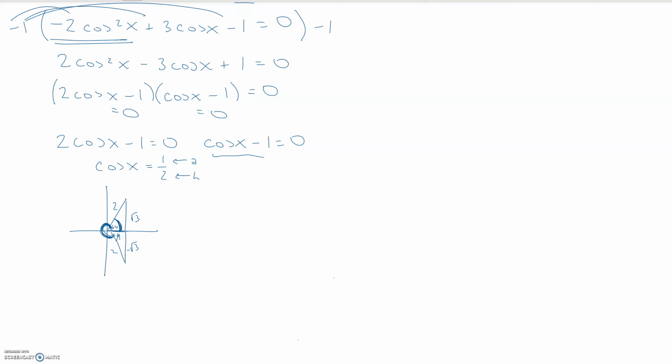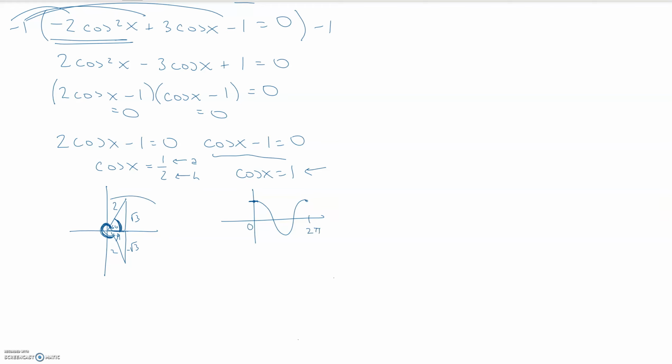Now jumping over to the other side, I have cosine x equals 1. Because it's 1, I'm going to switch to the quadrantal angles. I'm going to look at a curve. When does cosine x equal 1? That happens here and here. That happens at 0 and 2 pi.